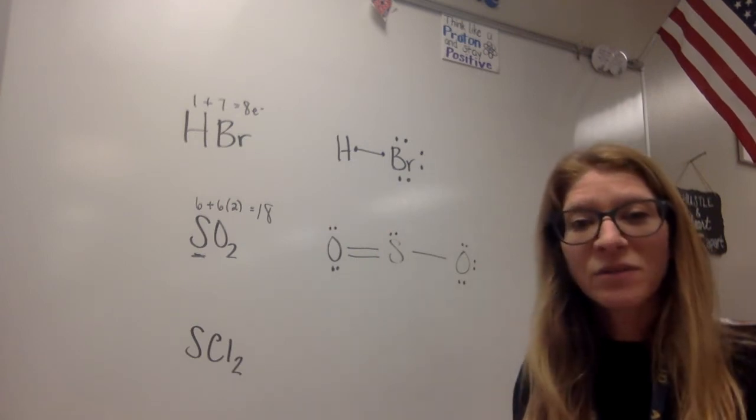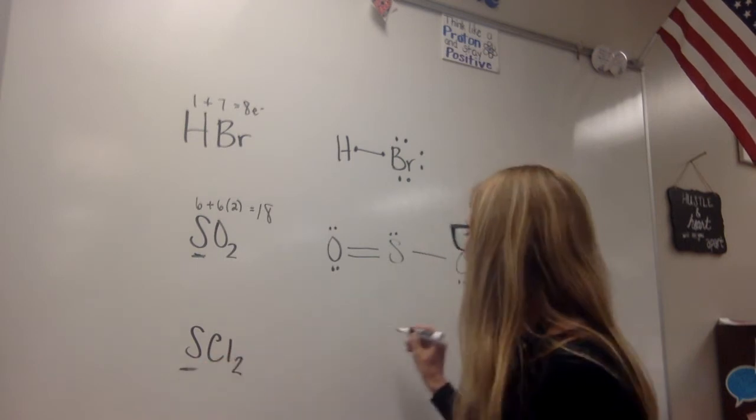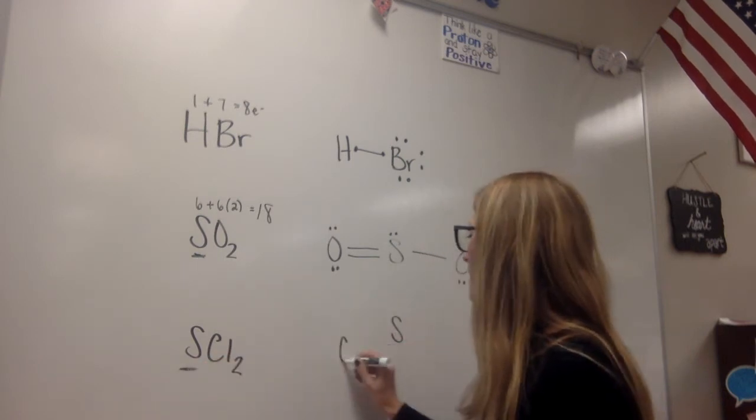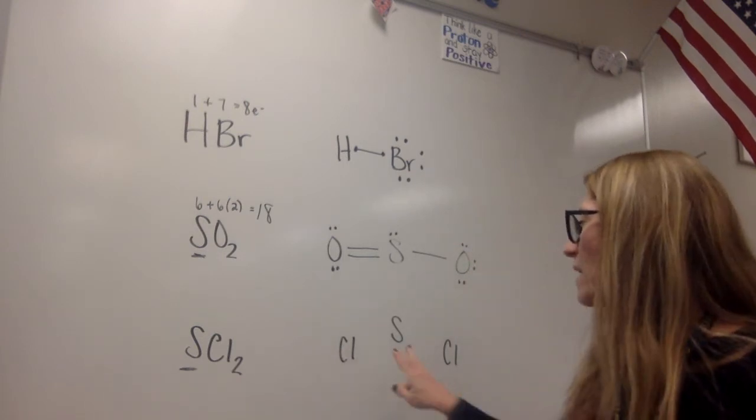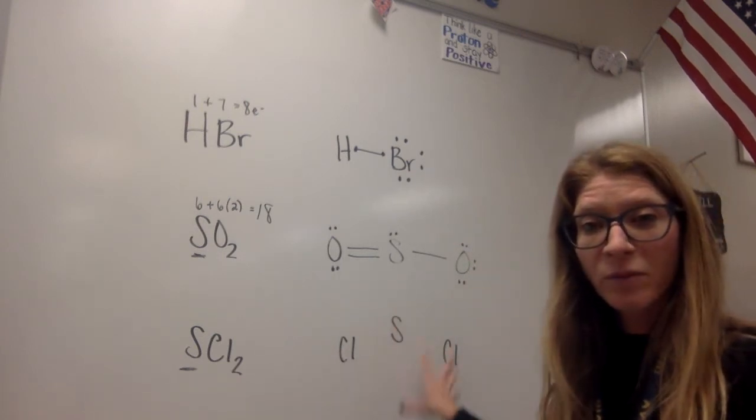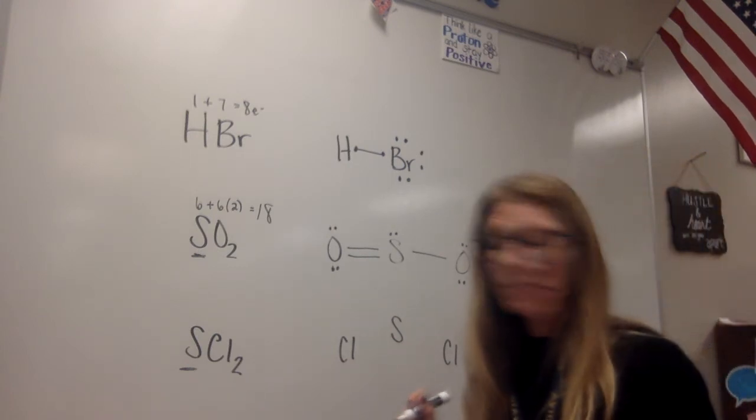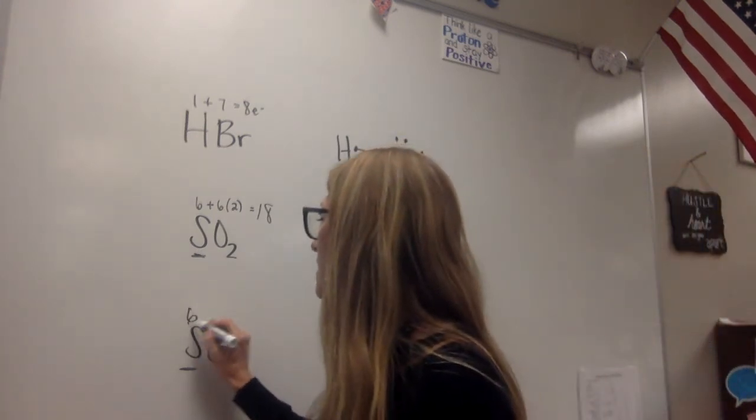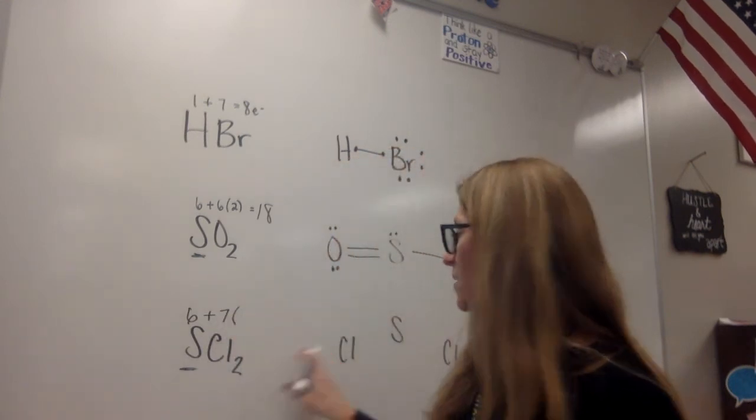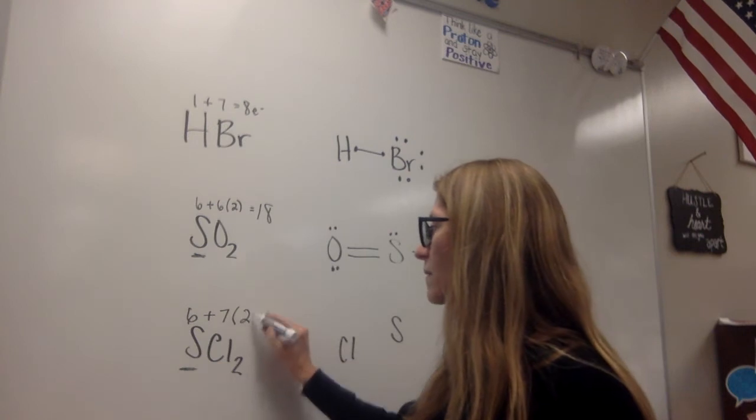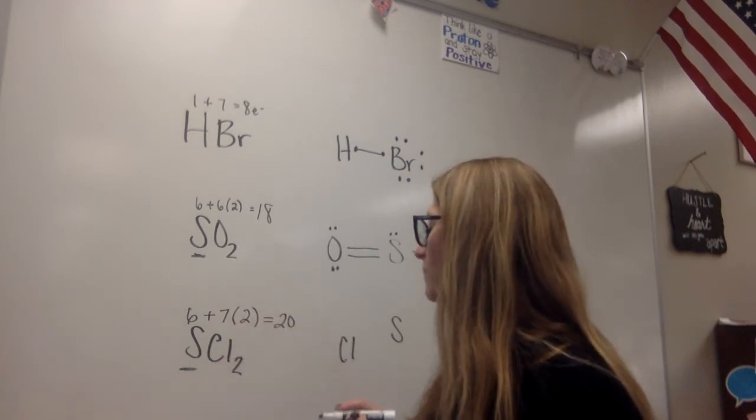All right, the last one is SCl2. Again, sulfur will be our central atom because there's 1 sulfur and 2 chlorines. So step 1 is find the central atom, place all the other atoms around it. Step 2 is add up your valence electrons. Sulfur has 6 valence electrons. Each chlorine has 7 valence electrons, and we have 2 chlorines. So 2 times 7 is 14, plus 6 is 20.